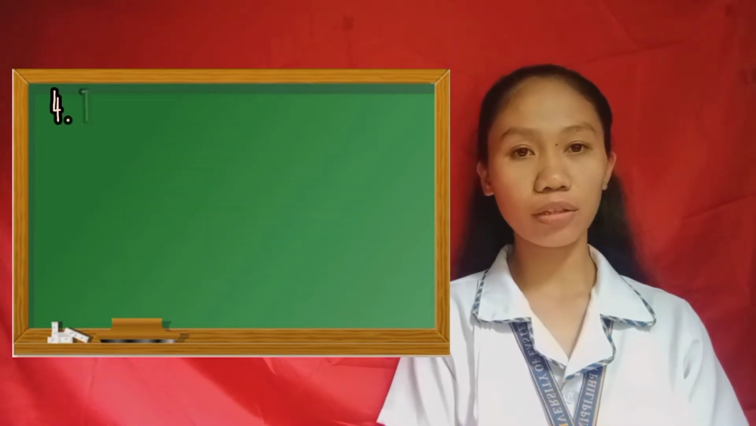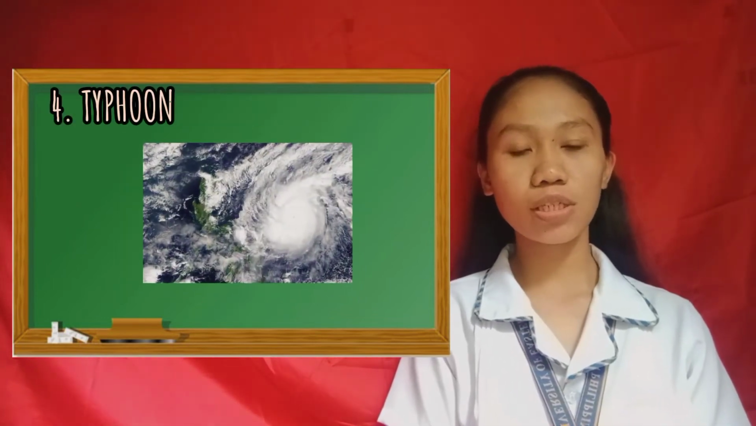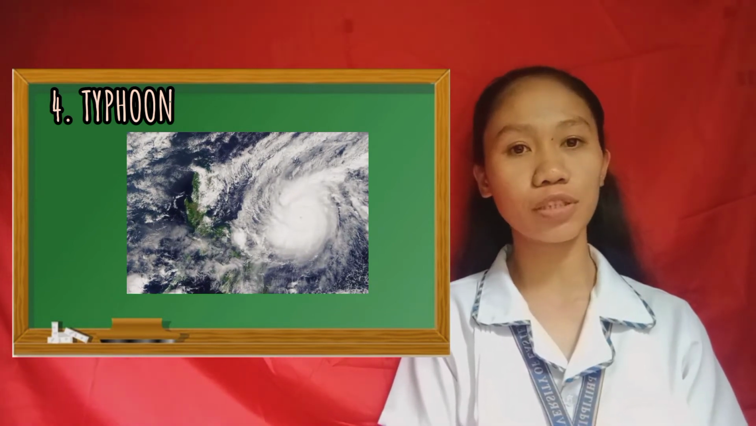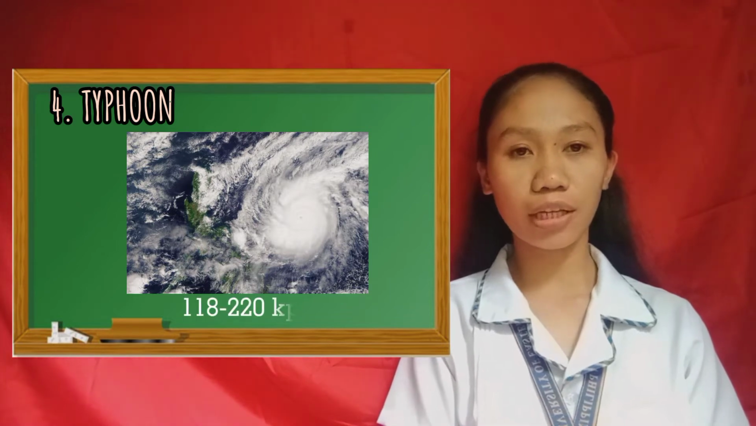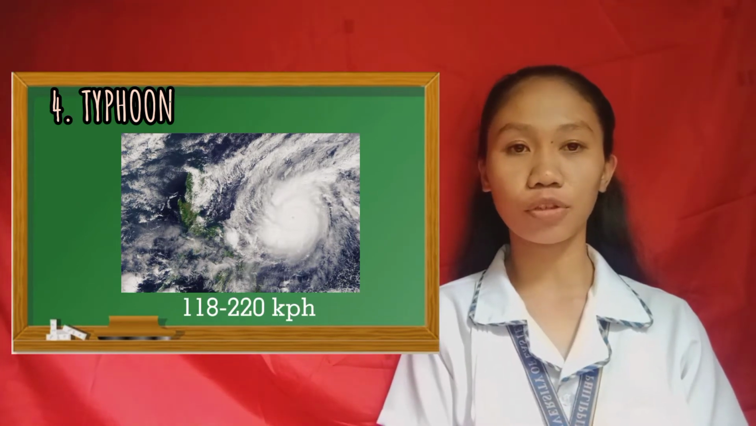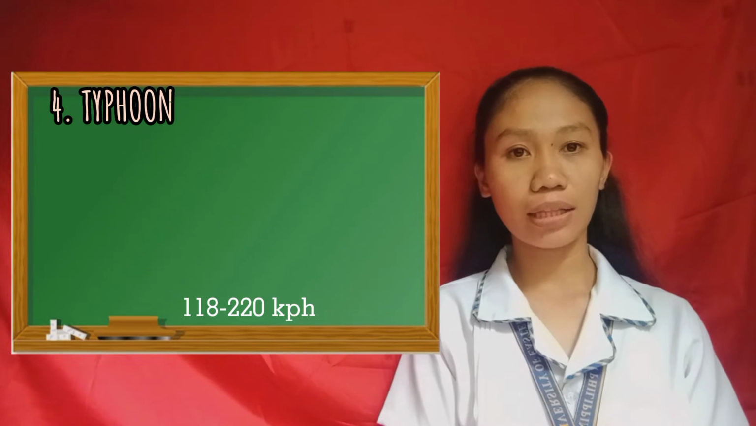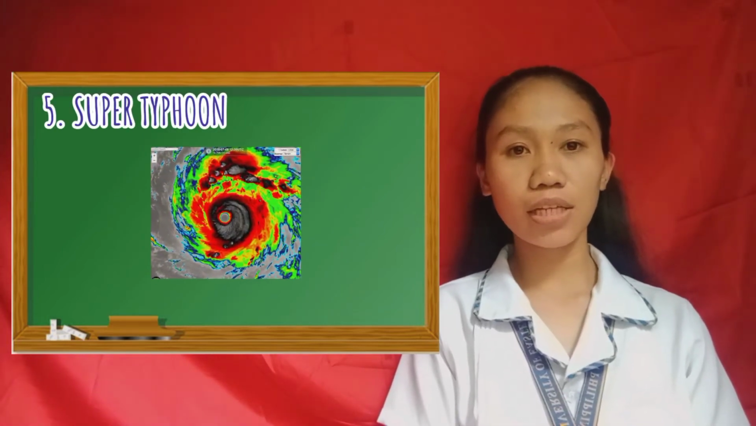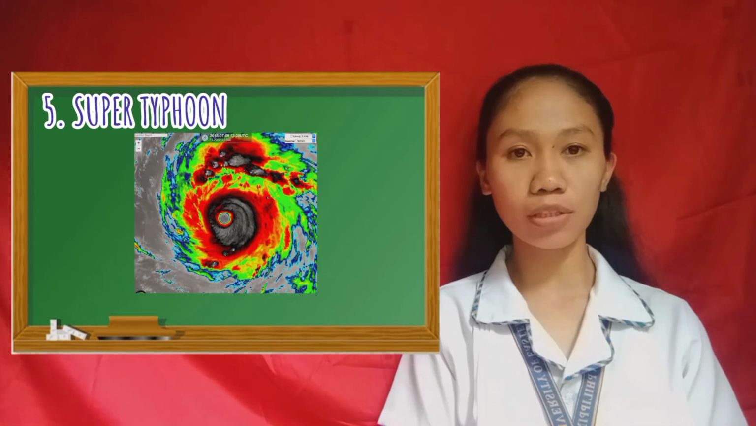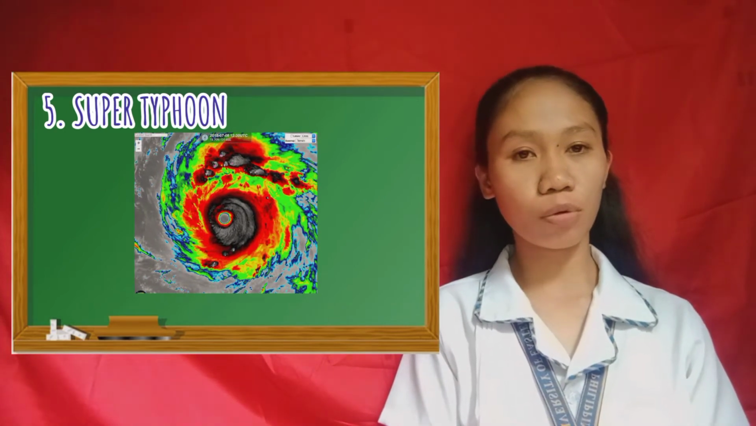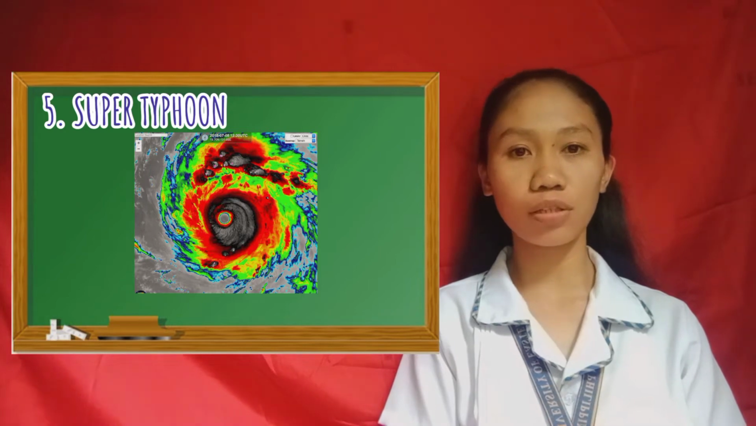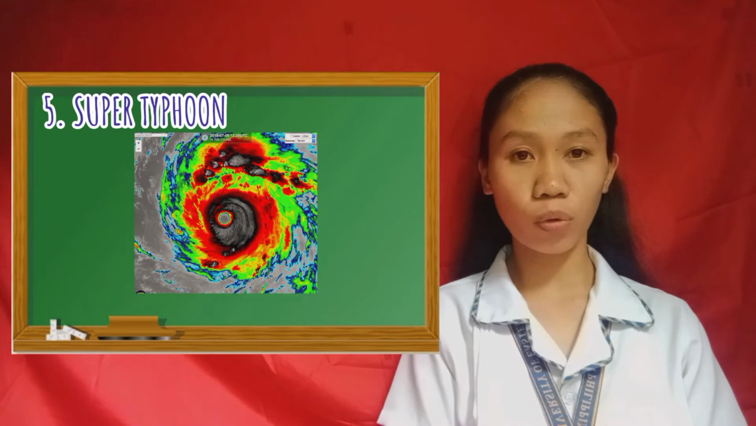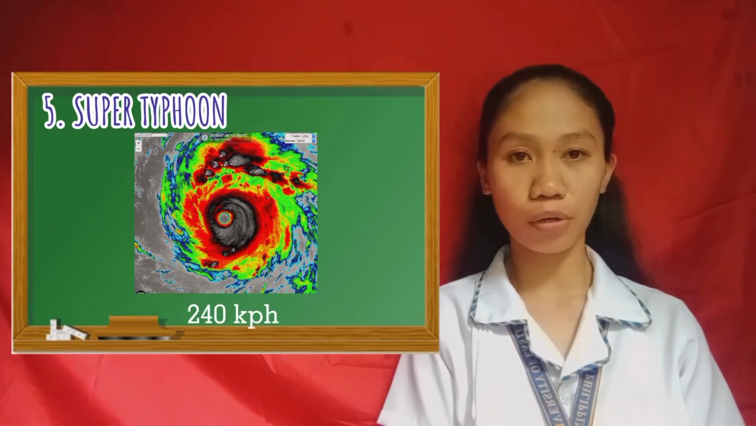The fourth one is the typhoon, which is a tropical cyclone that has maximum sustained surface winds of 118 to 220 kilometers per hour. And the last category is the super typhoon. It is an extremely powerful tropical cyclone in the region of the western Pacific Ocean with sustained wind speed in excess of 240 kilometers per hour.